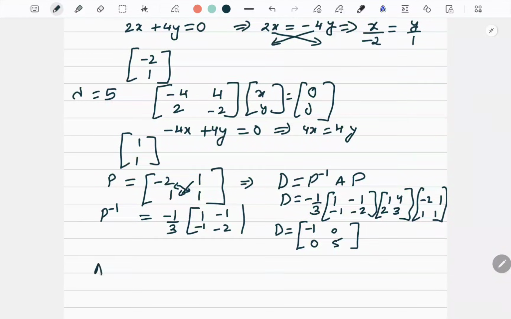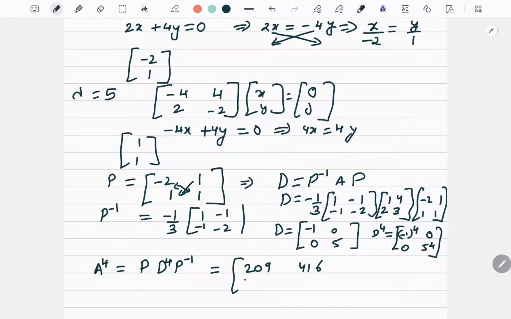But now here they are asking A to the power 4. So A to the power 4 is nothing but P, D to the power 4, P inverse. Now D to the power 4 is very easy. Here just you raise the power. So D to the power 4 is equal to minus 1 to the power 4, 0, 0 and 5 to the power 4. Correct? So now what you have to do? Just substitute the values. And when you substitute the values, you will get 209, 416, 208, 417.